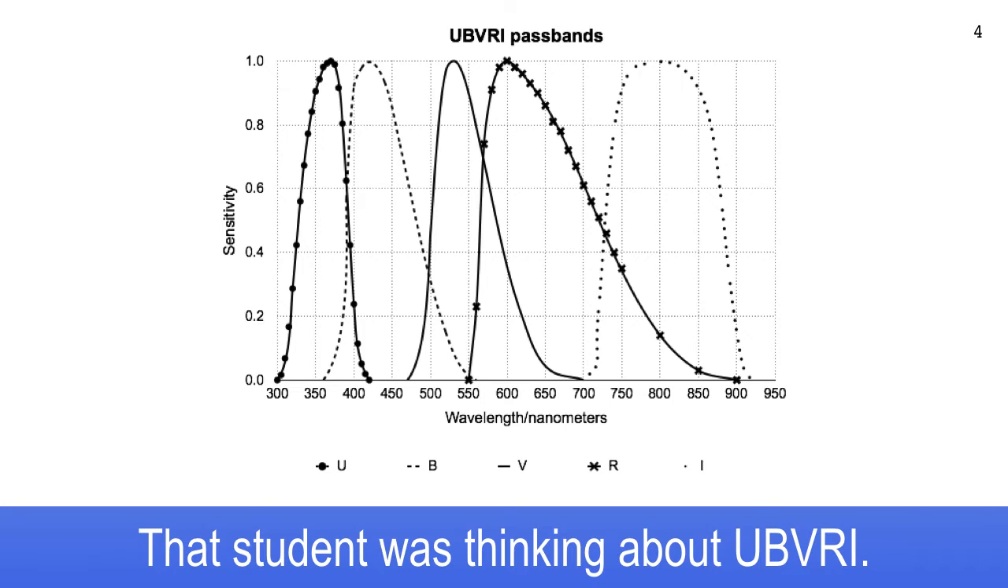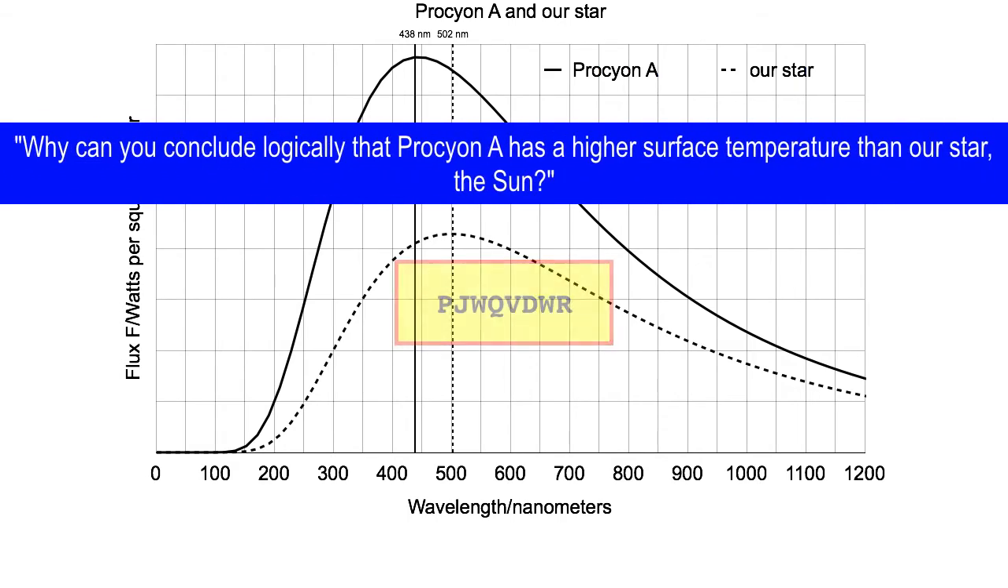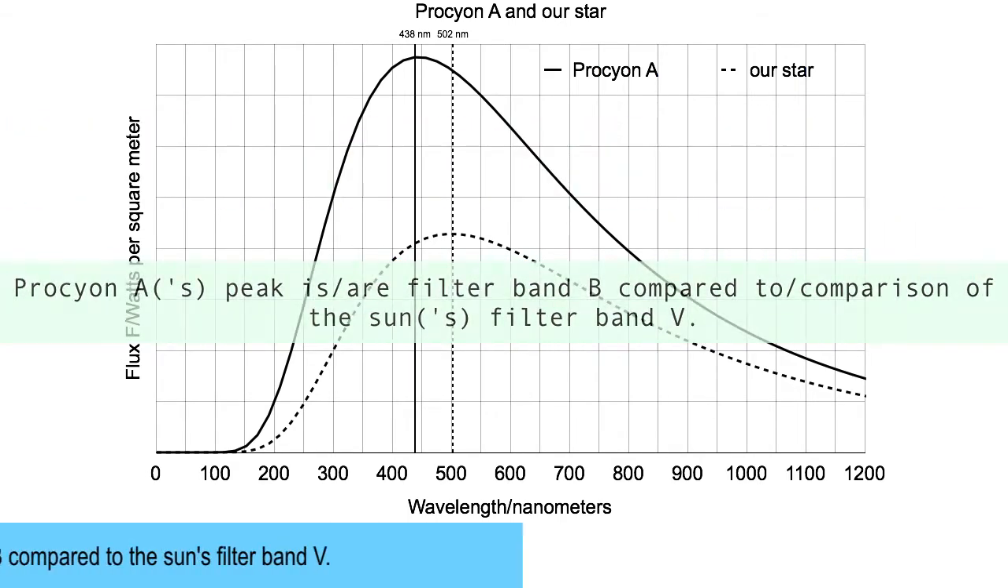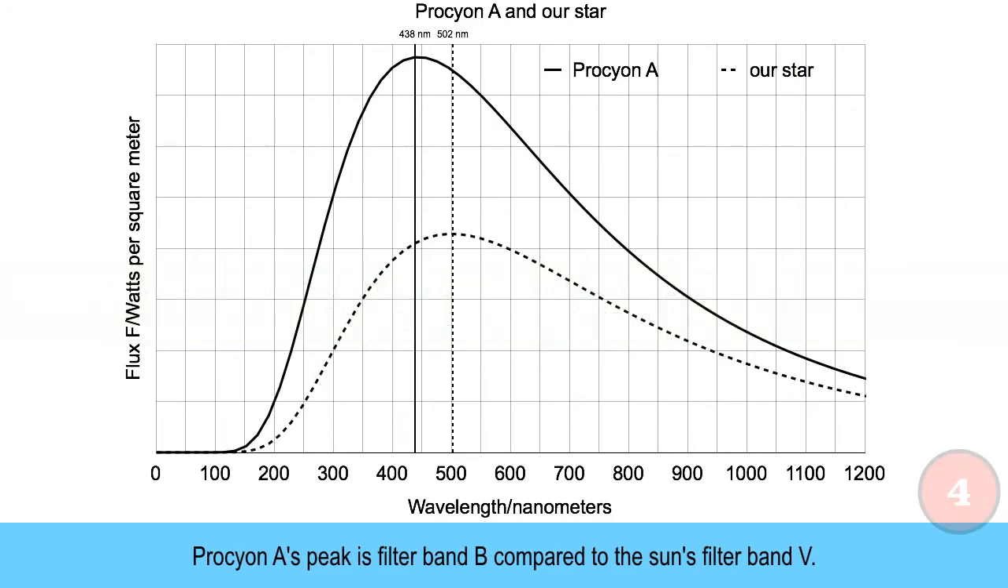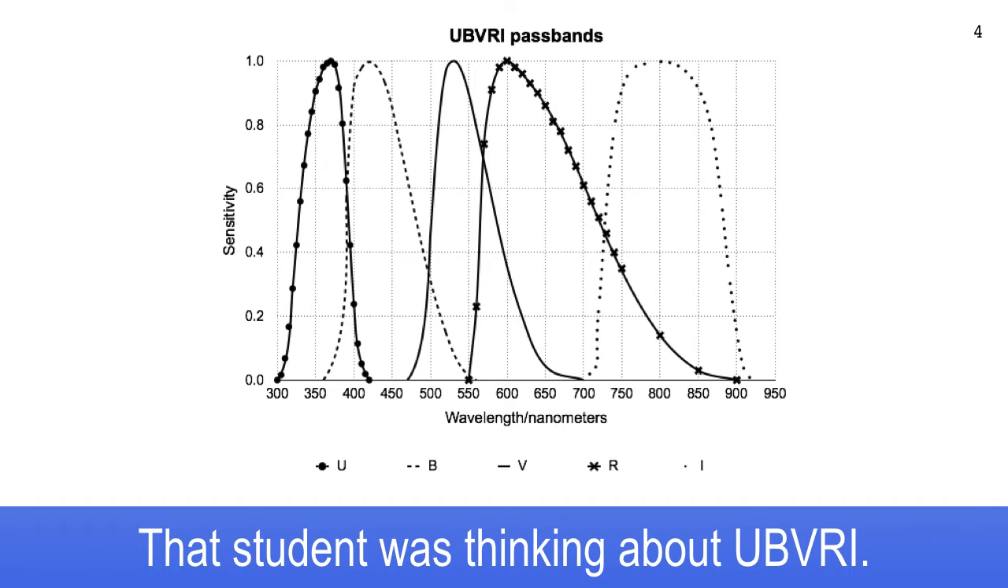You know why? Because this student put together this diagram and this code and this sentence, and got 4 points. That was the second cover page. So they were thinking UBVRI. They were thinking colors, basically. They were thinking color indices.